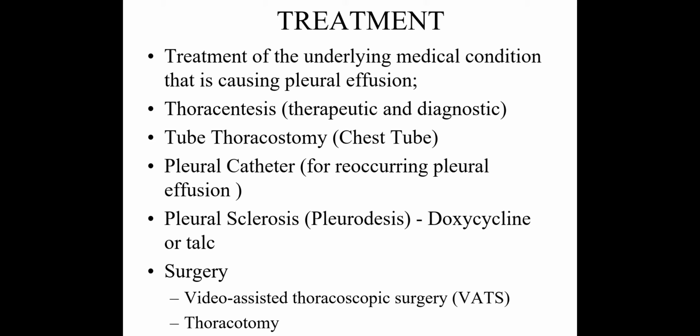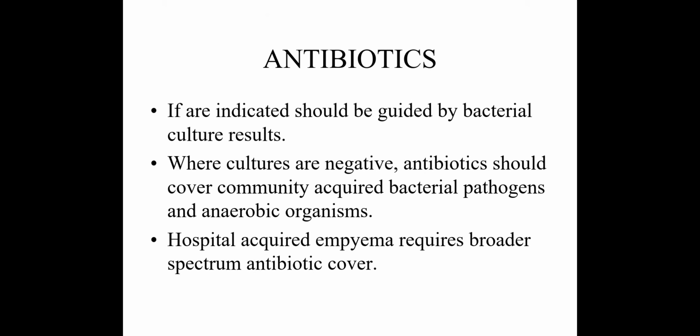Treatment is by thoracentesis, therapeutic and diagnostic, tube thoracostomy, chest tube drainage insertion, pleural catheter for recurring pleural effusion, pleural sclerosis, pleurodesis to minimize the rate of recurrence, surgery by VATS or by thoracotomy. Antibiotics, if indicated, should be guided by bacterial culture results. According to the culture and sensitivity, we use antibiotic.